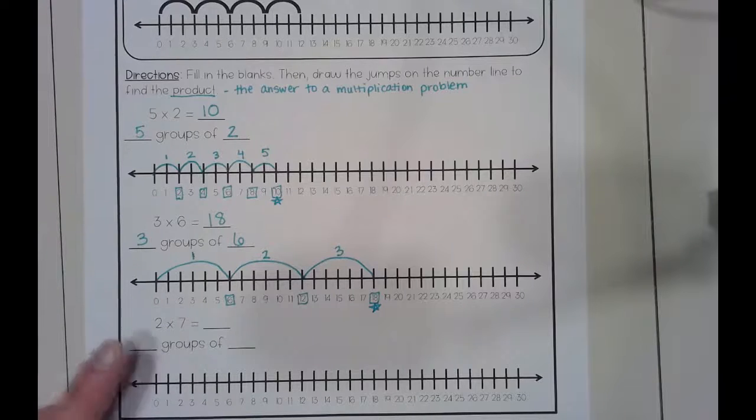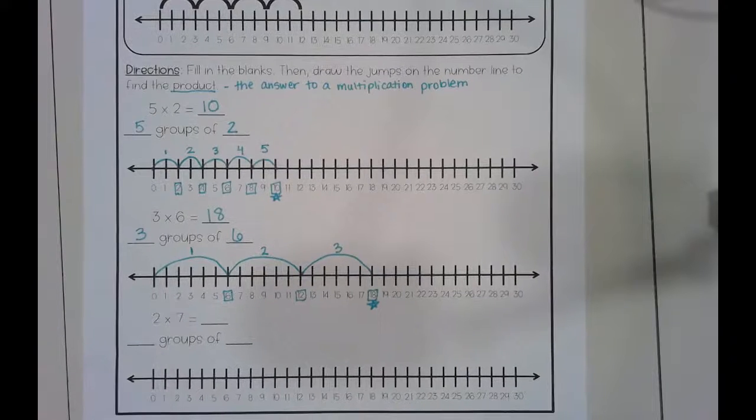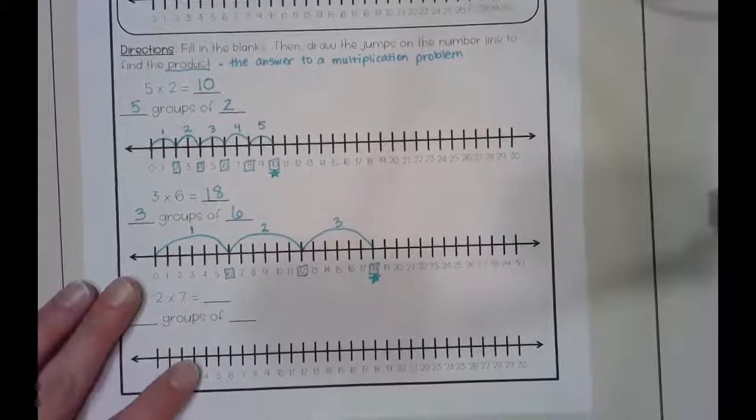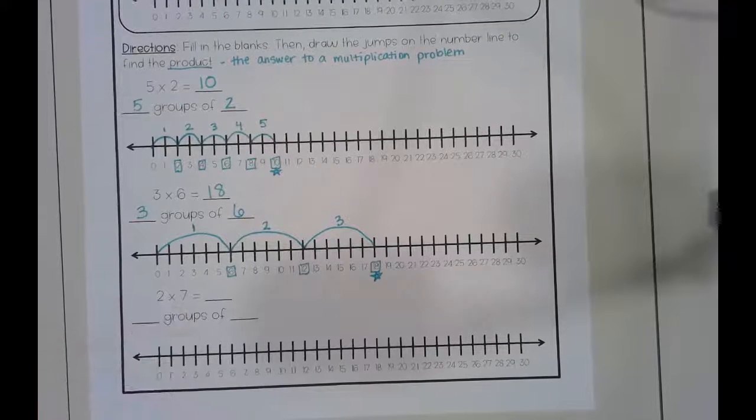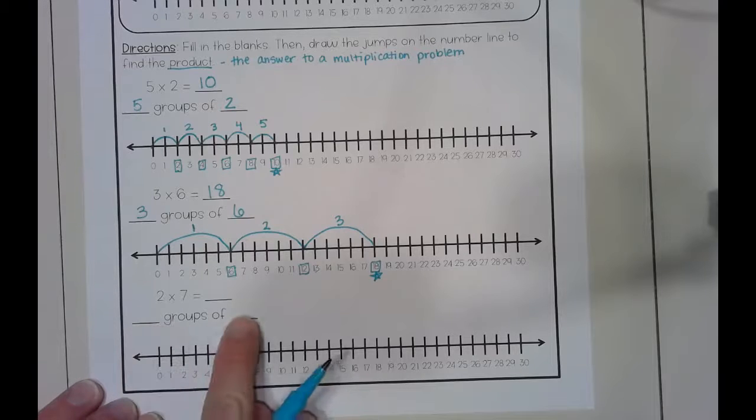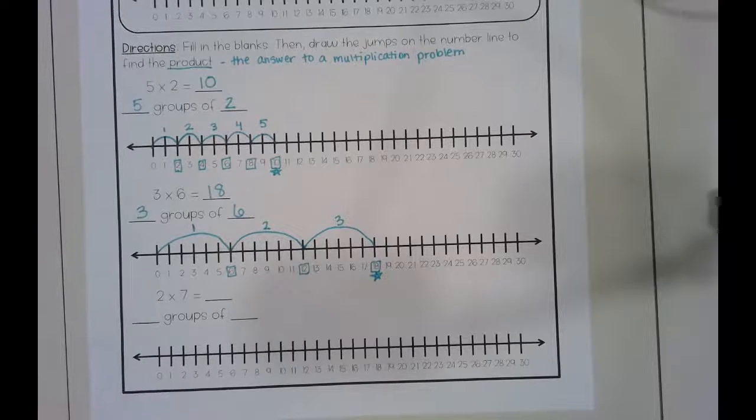You're going to do the rest. You're going to do this one as well, and then you're going to do the back of this sheet the same way we did it together. I'll give you a little hint here for this one just to get you going. 2 times 7. I want you to be thinking of what goes here and what goes here. So try that first.